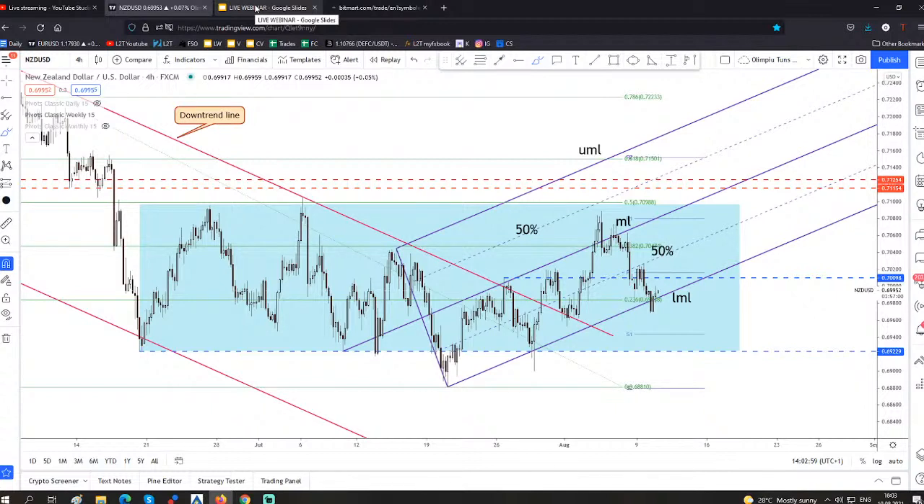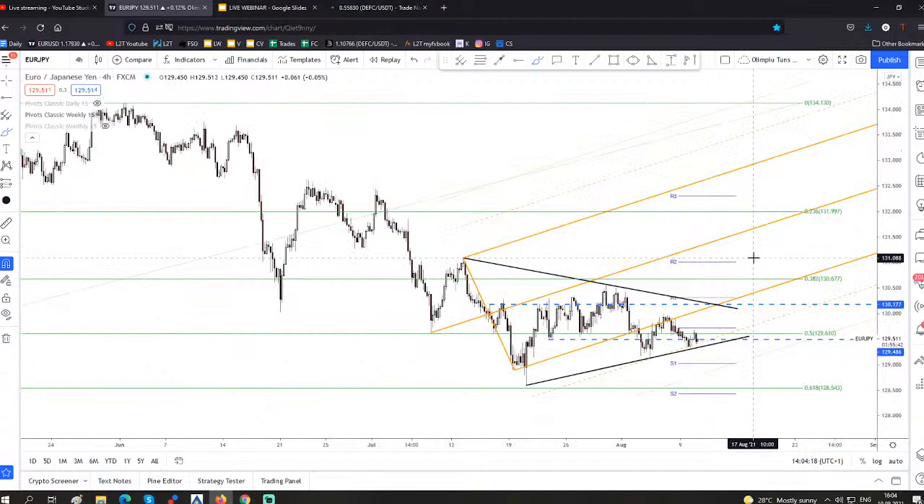Euro versus the Japanese yen, very interesting here, because this pair is trapped within this triangle here, and we'll have to wait for an upside breakout or for a downside breakout, right, to confirm us a clear direction.